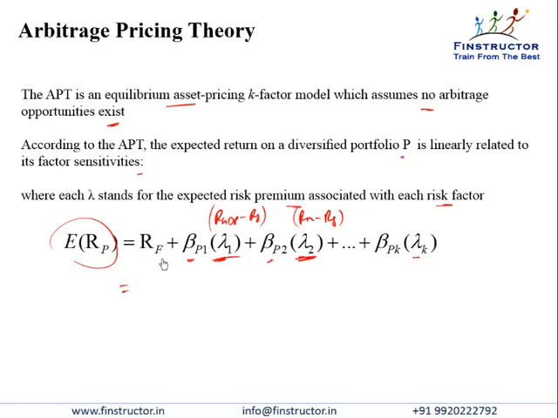So the expected return is RF plus beta 1 times lambda 1, beta 2 times lambda 2, beta 3 times lambda 3, and so on and so forth, where beta is the sensitivities, just like the beta in CAPM, and lambda is the risk premiums associated with various factors. Factor may not just be market now. Risk may come from GDP, may come from inflation, may come from any other factor. The weakness of APT is it does not give us guidance on how to derive those factors or what those factors are.